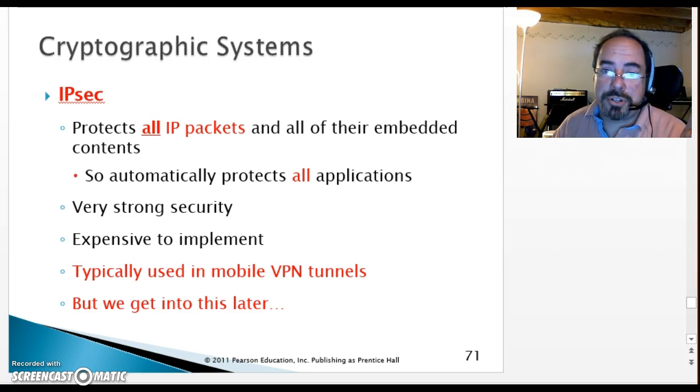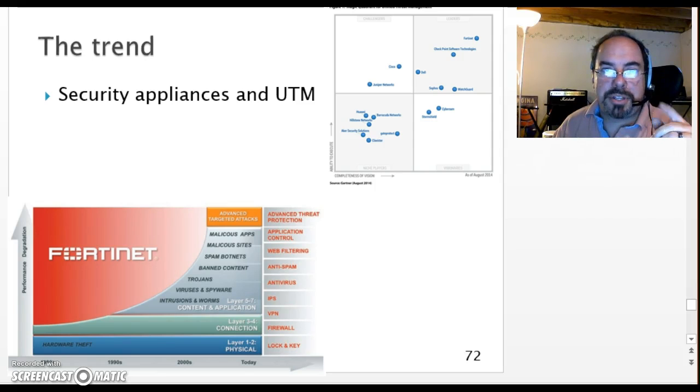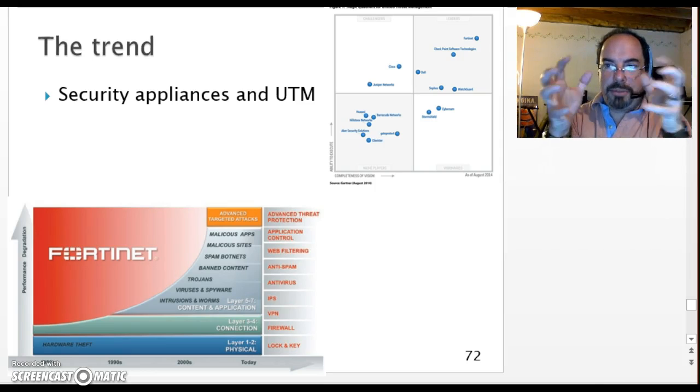IPsec used to be something we talked about in this chapter. I'm going to skip this since we get into IPsec and other mobile VPN technologies in a later chapter. But this is a good time to point out the trend in network security. I had said in class several times that enterprises tend to have a dedicated firewall, a dedicated intrusion detection system, a dedicated router, a dedicated everything box. There is a trend to take all these tasks and glom them together into one big box.